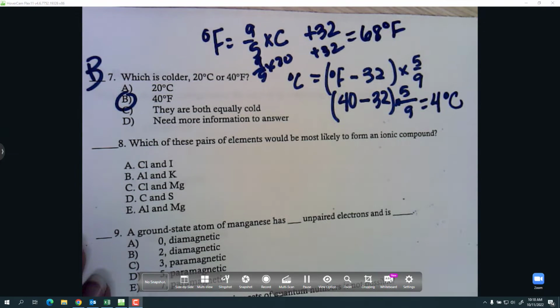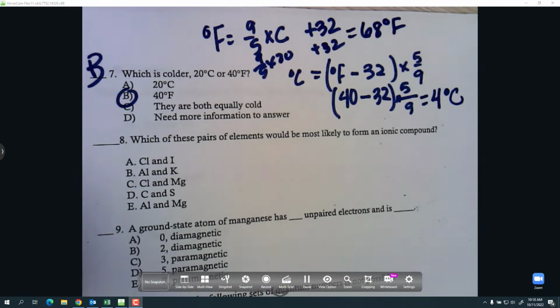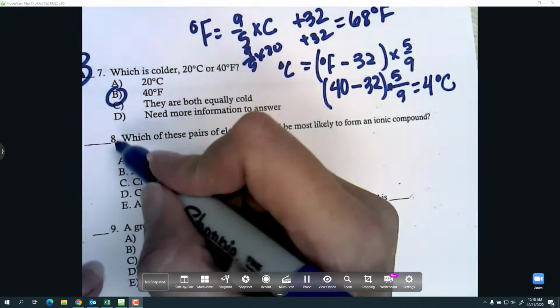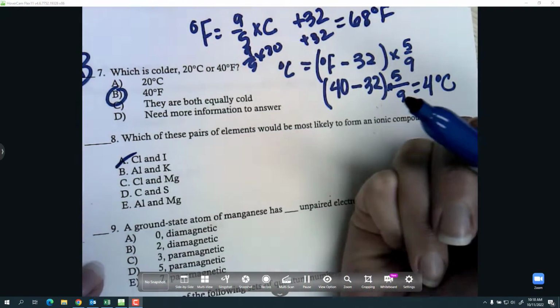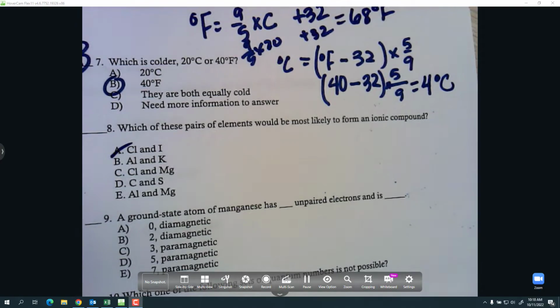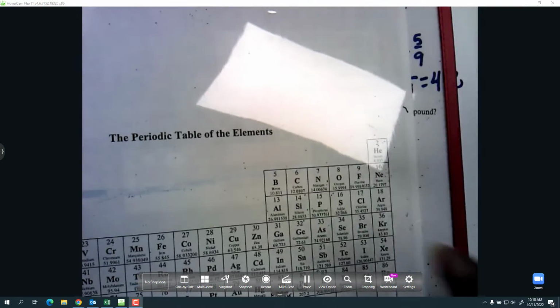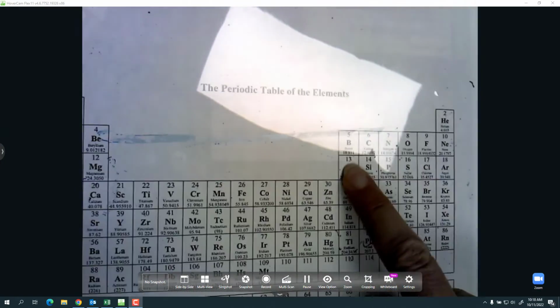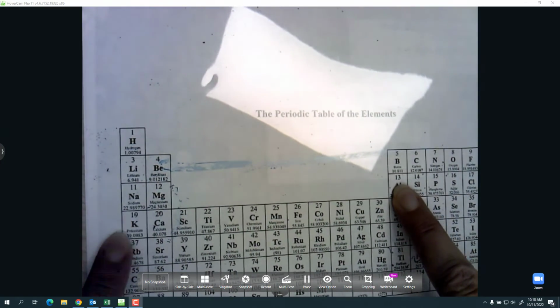Okay, which of these pairs of elements is most likely to form an ionic compound? So when I'm doing this, I want a metal with a nonmetal. So here I see a nonmetal with a nonmetal. Nope. A metal and a metal. Let me just grab my periodic table so you know what I'm saying. All right, so chlorine and iodine are both over here in the nonmetals. Potassium and aluminum, there we go, are both metals.